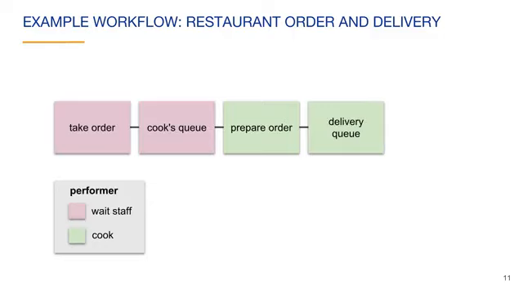In the fourth step, the cook has finished the preparation and adds the order to the delivery queue. It's placed in a queue because the cook usually doesn't directly deliver the order to the customer, and the waitstaff might not be immediately available. In the final step of the workflow, the waitstaff delivers the order to the customer.